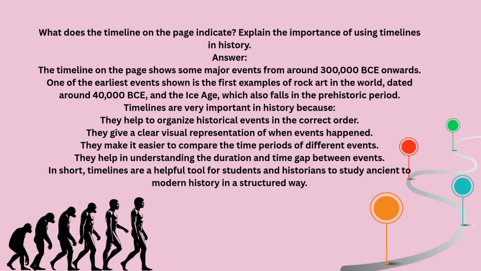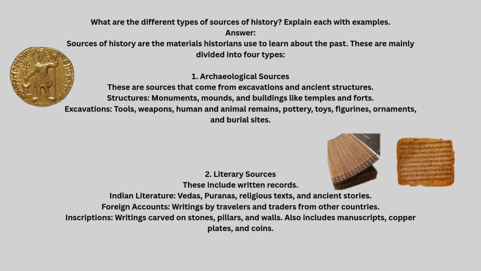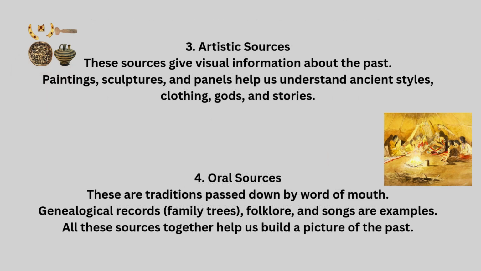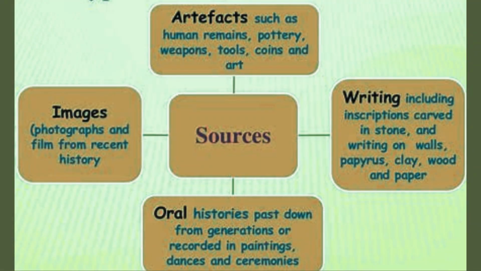When we study history, we need certain sources. So there are four kinds of sources that we get. First is the archaeological source. These sources come from excavations and ancient structures like monuments, buildings, etc. Then is the literary source. These include written records like Vedas, Puranas, etc. Then is the artistic source. This gives us visual information about the past like paintings, sculptures, etc. Then are oral sources, the traditions passed down by word of mouth. So all these sources together help us build a clear picture of the past.